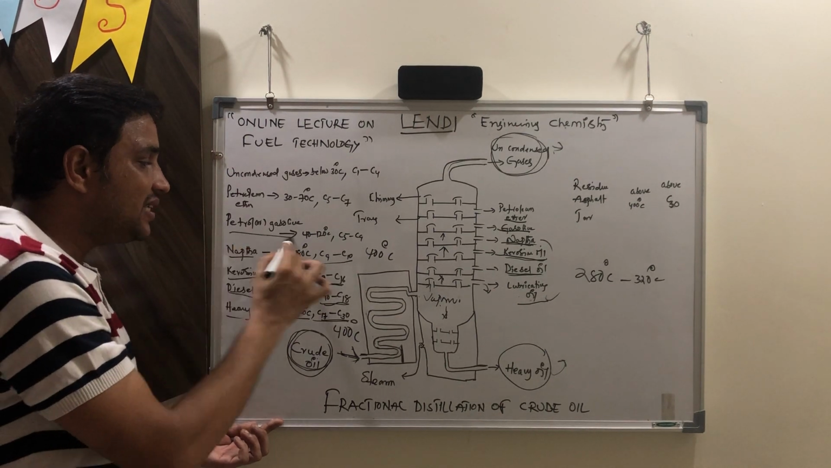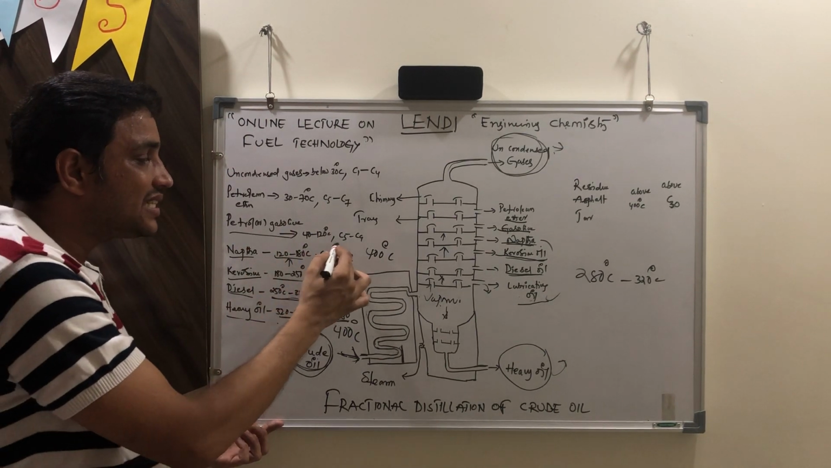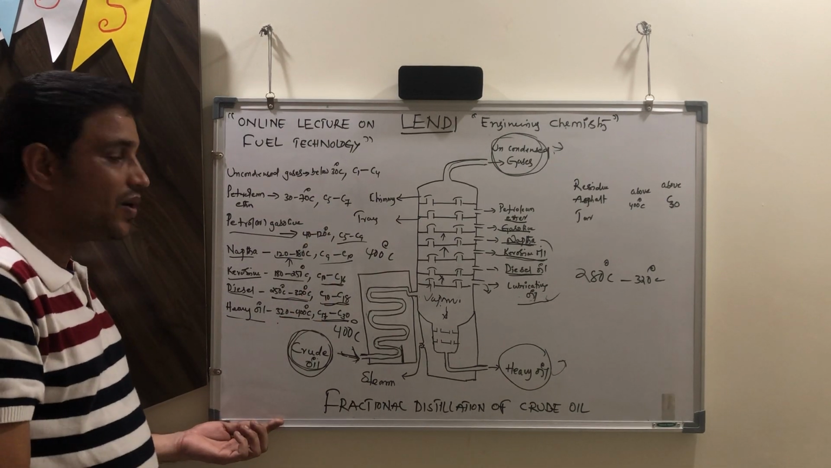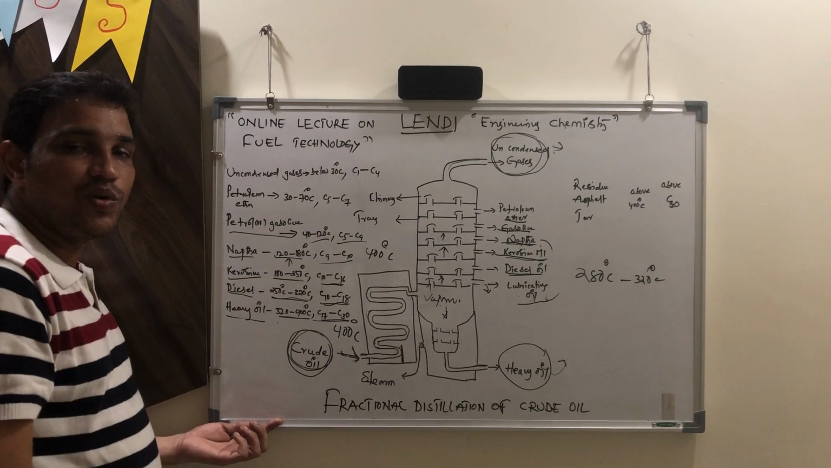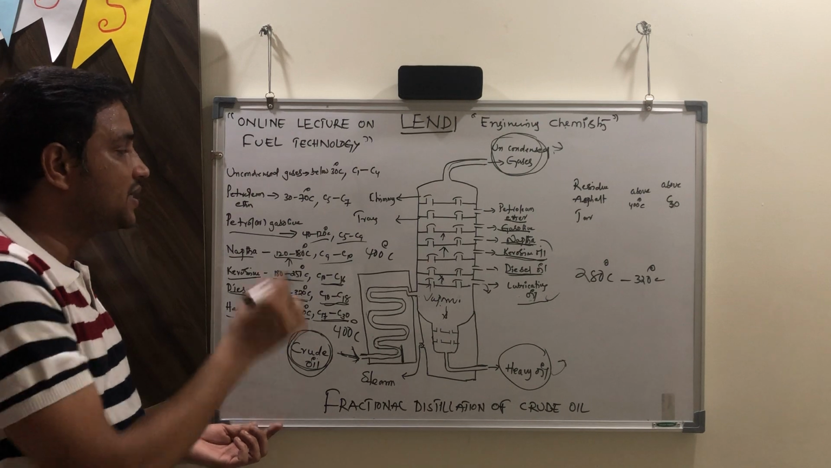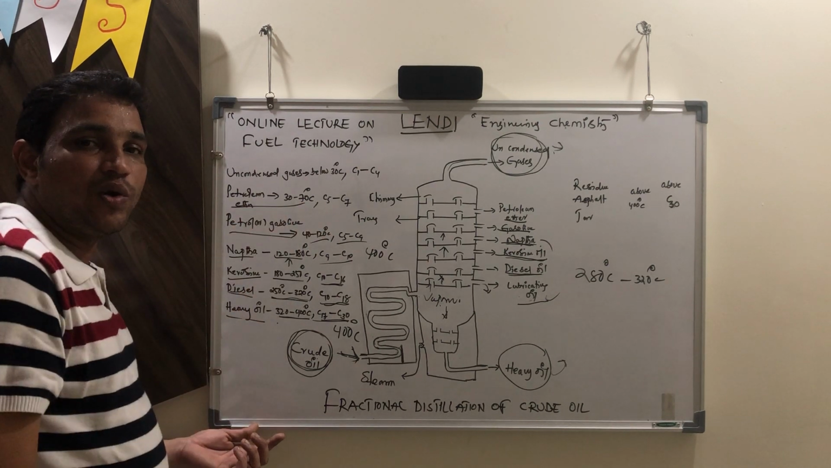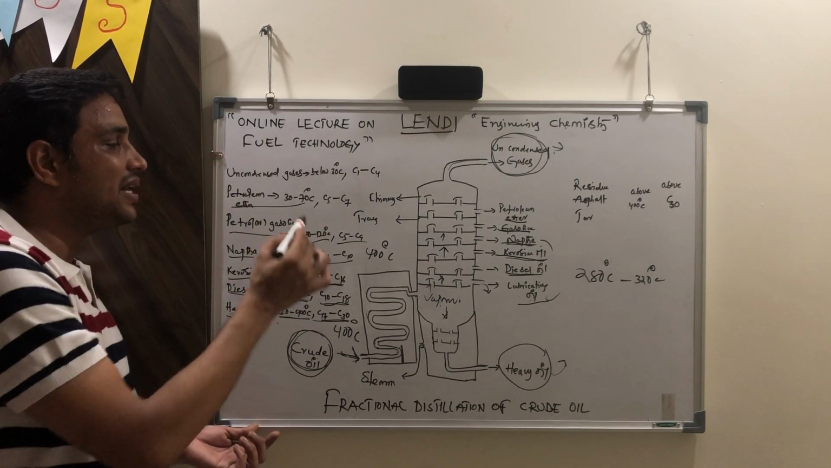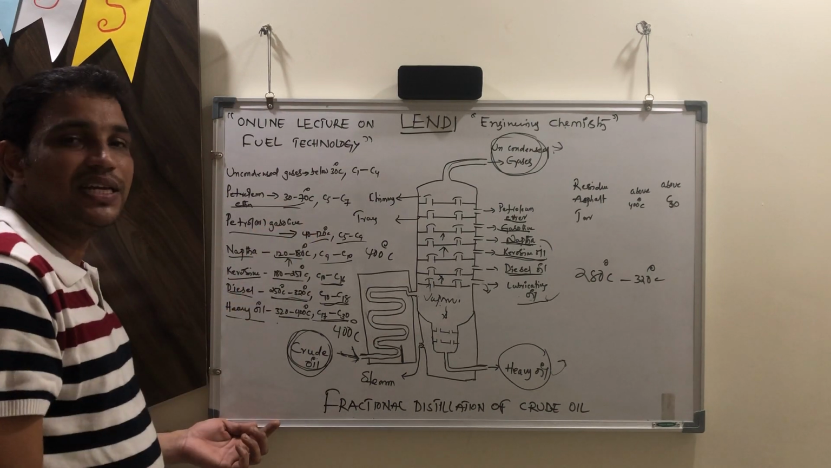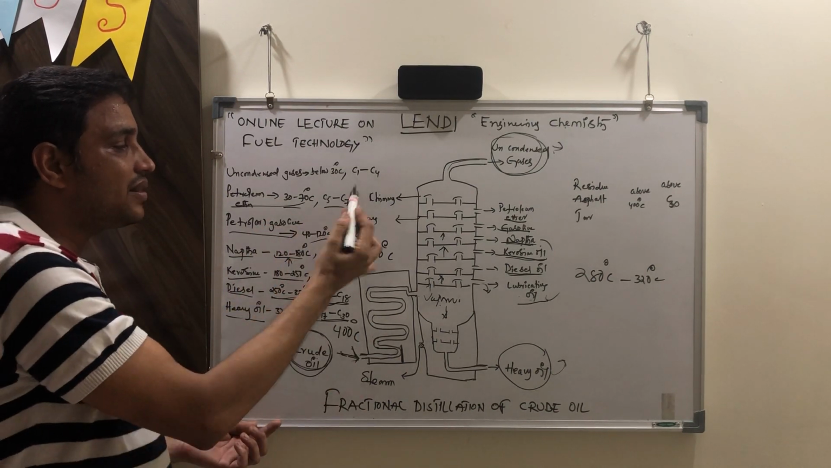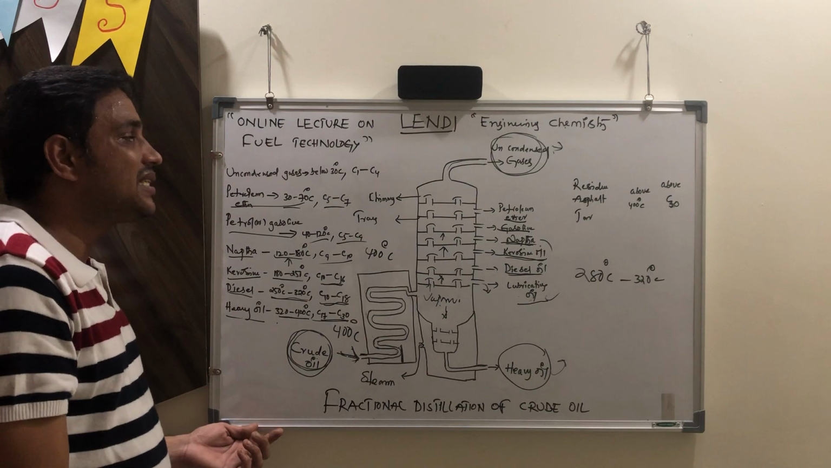Next one is petrol. Petrol contains C5 to C9 carbons. Its boiling point will be 40 to 120 degrees Celsius temperature. Next we get petroleum ether, where the boiling point is 30 to 70 degrees Celsius and the number of carbons is C5 to C7.